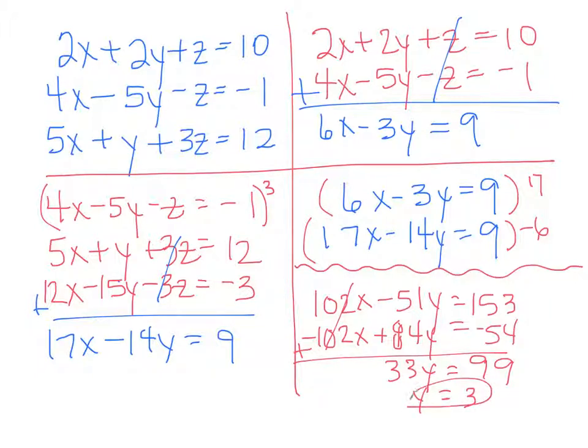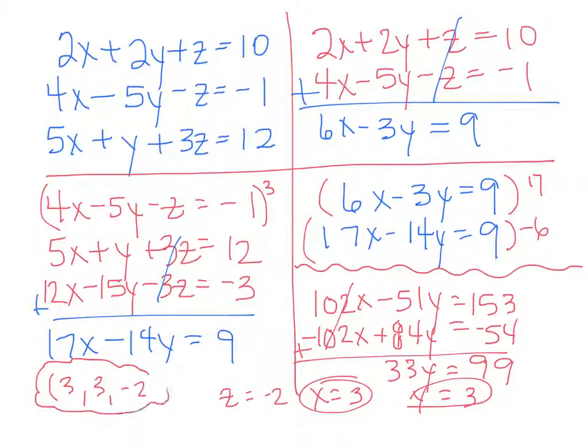So then that y, I can plug it into either one of the equations. And if you plug it in, you're going to get x is 3. And then what you do from there, if you plug the x is 3 and the y is 3 in, you're going to end up getting a z is a negative 2. So your answer, if you put it in the correct order, is going to be 3, 3, negative 2. Just like that.